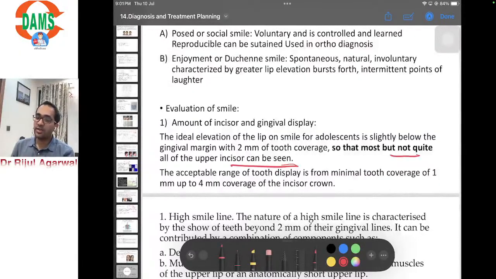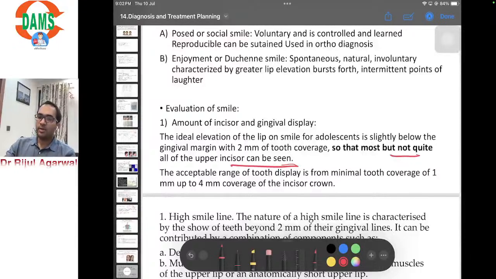Now Hollywood smile is a different thing. Absence of spacing in the deciduous teeth is known as Hollywood smile. Ideally, the primary dentition should have spacing between the teeth. If the spacing is absent, it is known as Hollywood smile.